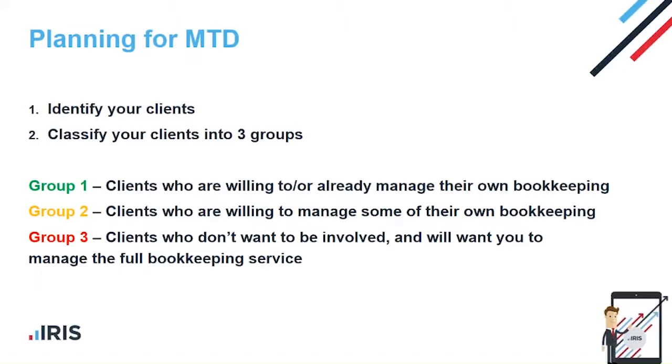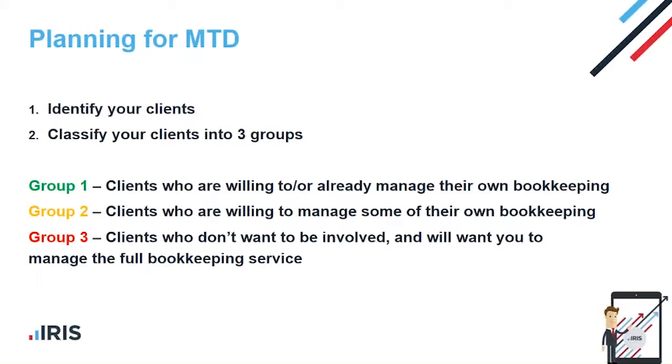So once you've identified your clients and you know exactly who's who, when you've had a look at the numbers of who you need to talk to, then it's just a case of categorizing them into 3 groups. And these are the 3 groups that we're suggesting. So the first group we've got are the clients who might already be doing it, or could be willing to manage their own bookkeeping.